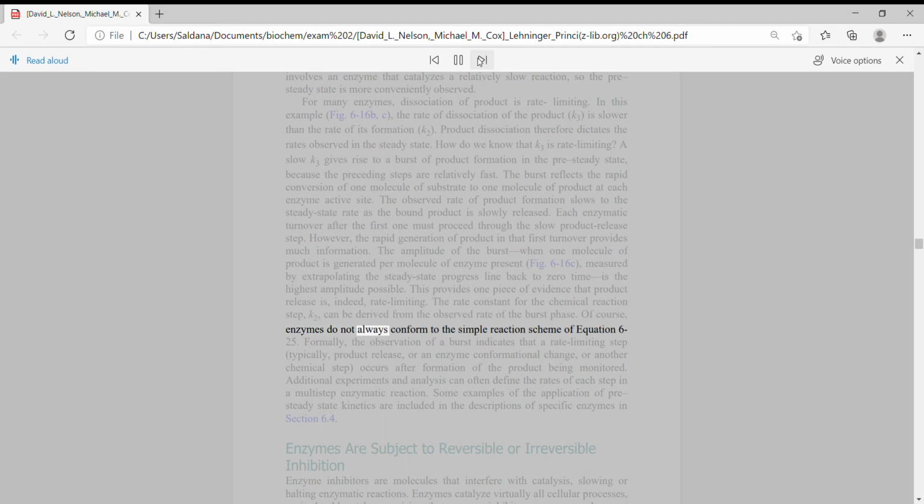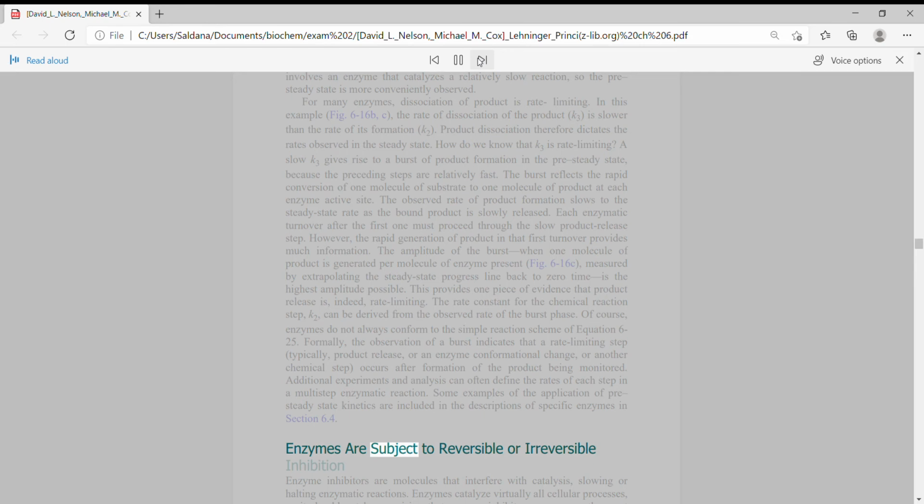enzymes do not always conform to the simple reaction scheme of equation 6-25. Formally, the observation of a burst indicates that a rate-limiting step, typically product release, or an enzyme conformational change, or another chemical step, occurs after formation of the product being monitored. Additional experiments and analysis can often define the rates of each step in a multi-step enzymatic reaction. Some examples of the application of pre-steady-state kinetics are included in the descriptions of specific enzymes in Section 6.4.